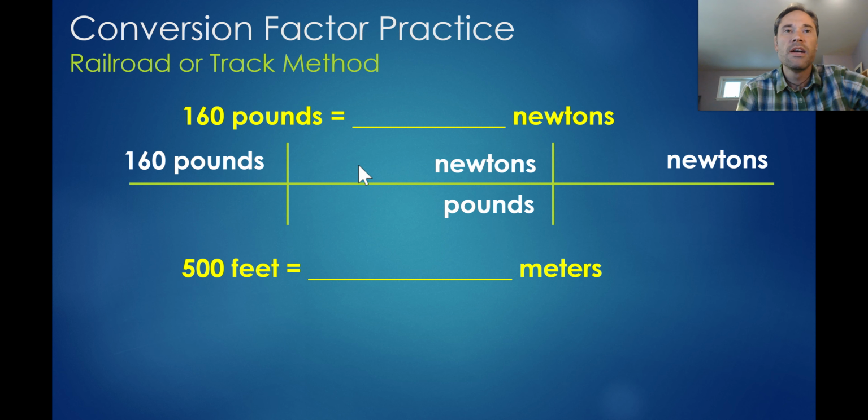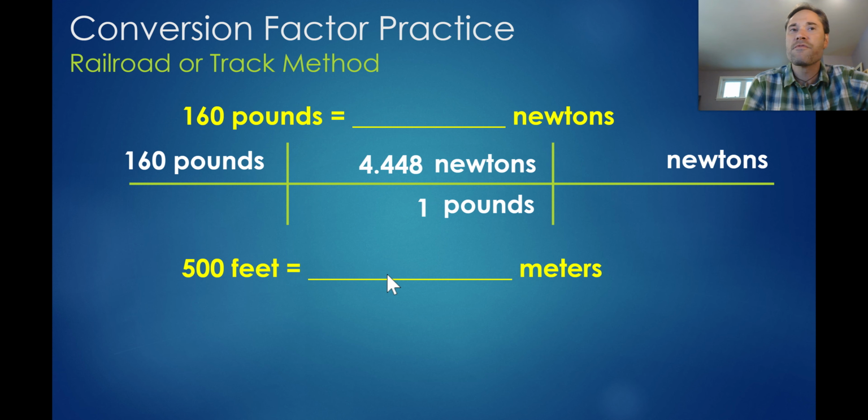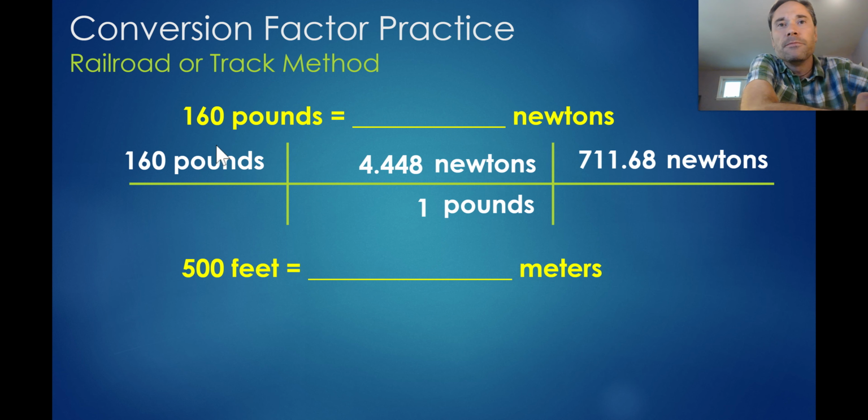Now I need to relate these two things to one another. And that's 1 pound is equal to 4.448 newtons. Now, how do I do this? Well, the pounds are going to cancel. You multiply across the top, and what you walk away with is 711.68 newtons, right? So 160 times 4.448, pounds cancel, and all I'm left with are newtons.